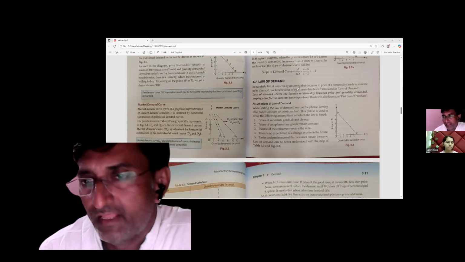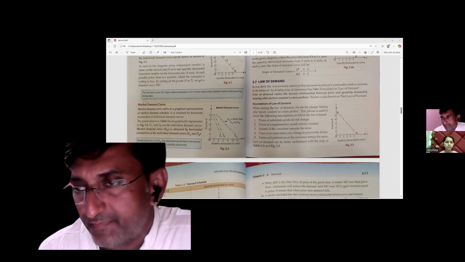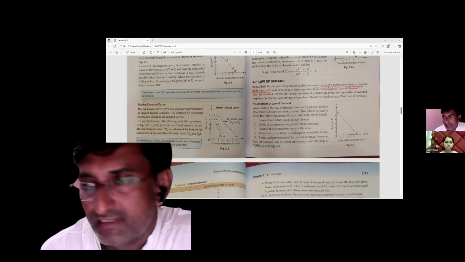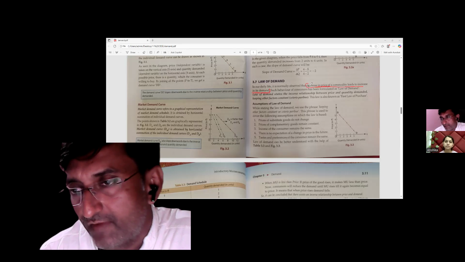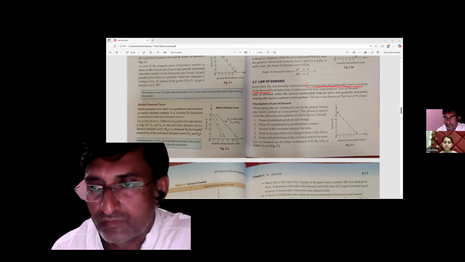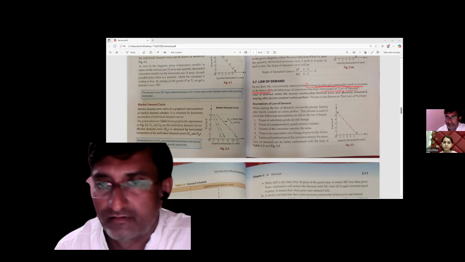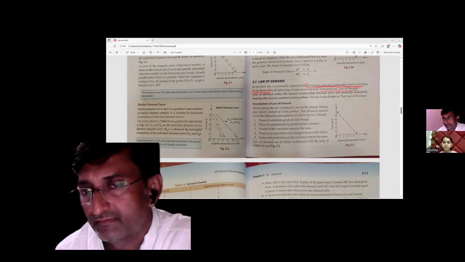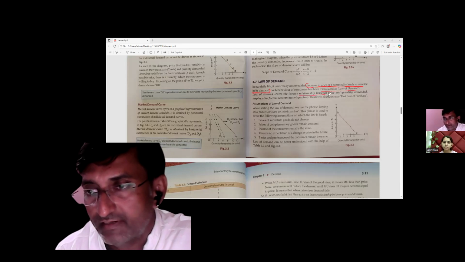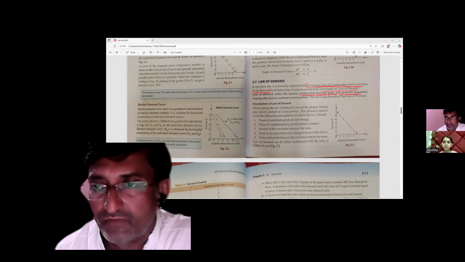In our daily life, it is normally observed that a decrease in the price of a commodity leads to an increase in its demand. We have seen this in our normal day-to-day life. When the price falls, demand will increase. This is the simple funda of demand. Now, such behavior of consumers has been formulated as the law of demand. Law of demand states the inverse relationship between price and quantity demanded.